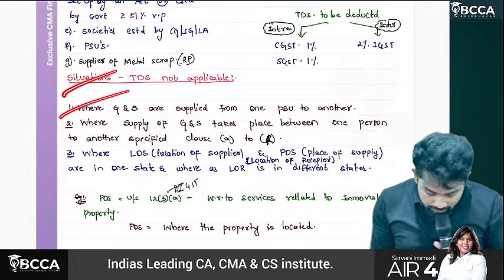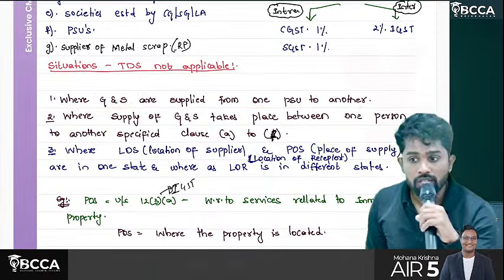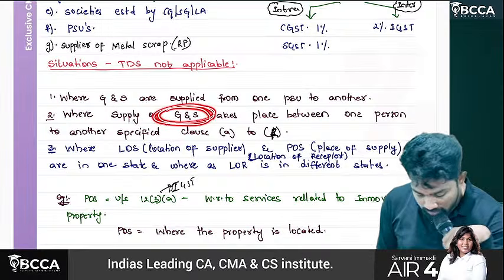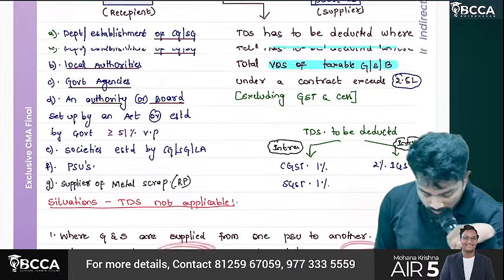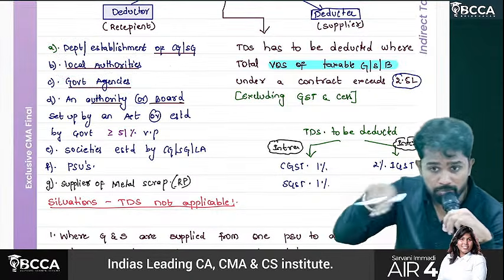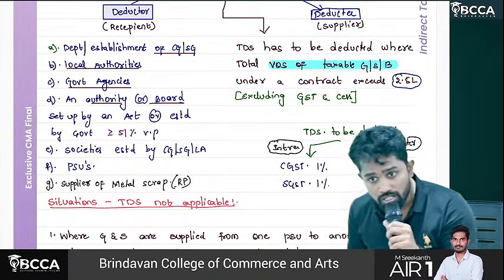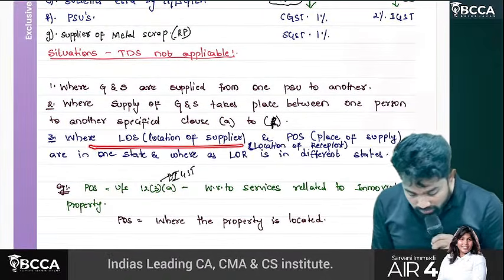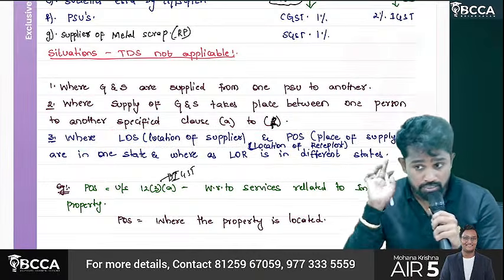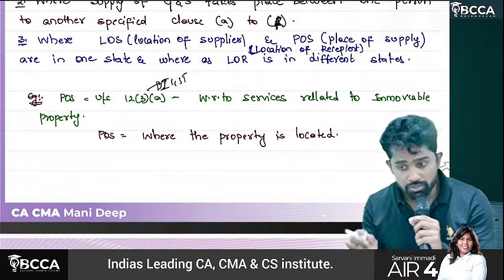Then in the following cases, TDS is not applicable. When goods are supplied from one PSU to another, TDS is not applicable. Where supply of goods and services takes place between one department and another department, one authority and another authority, within themselves only, among government departments only, then TDS is not applicable. Then, where the location of supplier and place of supply are in one state, whereas the recipient is in a different state. This is important, sir. I am telling one place of supply provision also to make sure you will understand this.